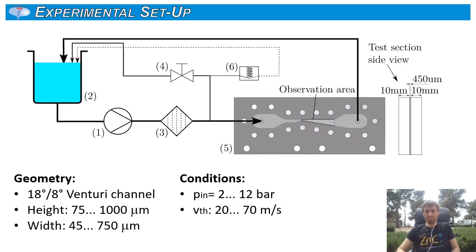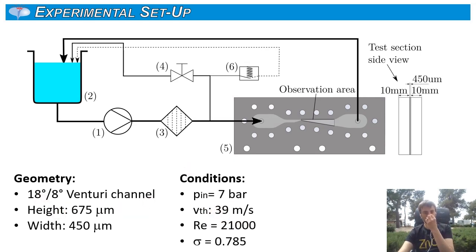Our typical setup looks like this. It's pretty much a normal cavitating channel. We have a pump, and a filter because we don't want small dirt in our microchannels. Then you have the simple microchannel in a closed loop, and a bypass by which we can regulate the flow rate through our section. A typical geometry is a Venturi channel with an 18 degree convergence angle and an 8 degree divergent angle. The height of the channel goes to about 1 millimeter and less, and the width of the channel is from 45 to 75 microns. The conditions go from 2 to 12 bar and up to about 70 meters per second.